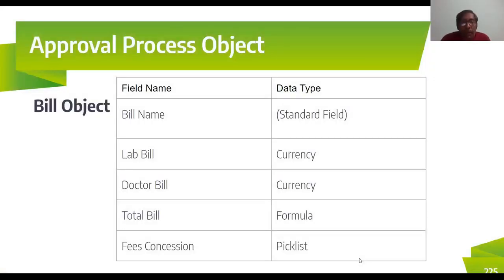Right. So for the approval process, the object that we are going to go with is a bill object. As of now, we have not created any bill here. In the bill object, what are the fields that we are going to have? Bill name, lab bill, doctor bill, and total bill, and fees concession, right?